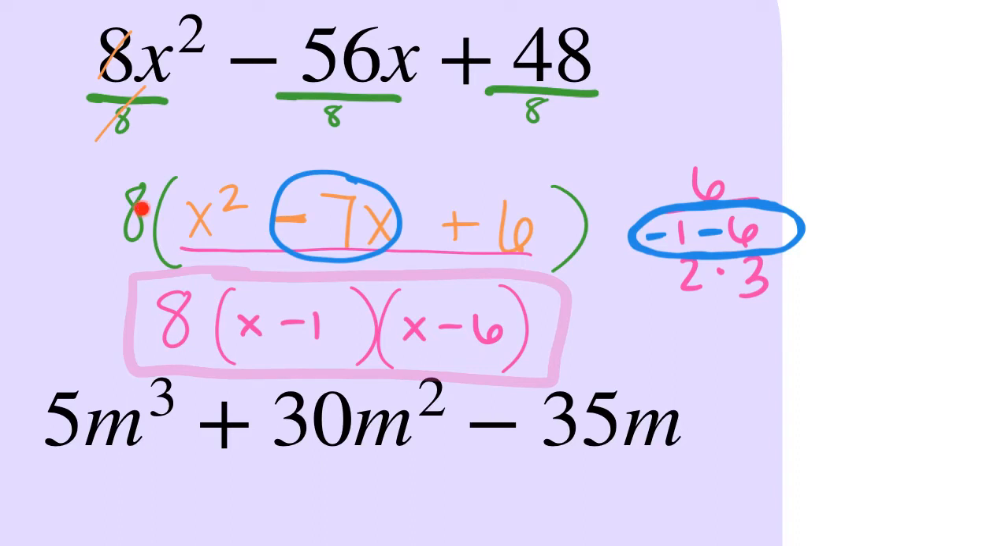And I do want to mention, if you forget to put the 8 on the outside, it is going to be incorrect. That 8 is very important. It was part of the problem to begin with, right? So you can't just make it disappear. A lot of times students forget to bring that 8 down. So you will have these two factors here, but you're also going to have that GCF on the outside.